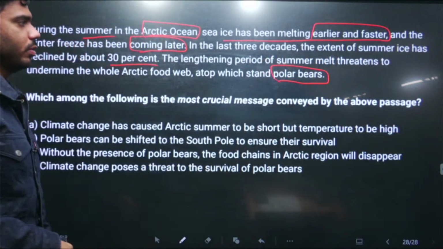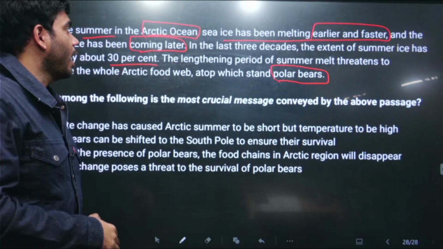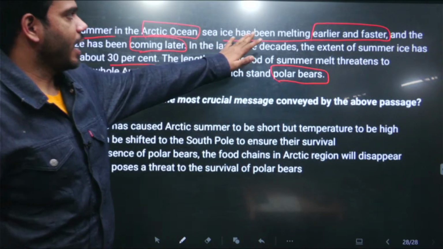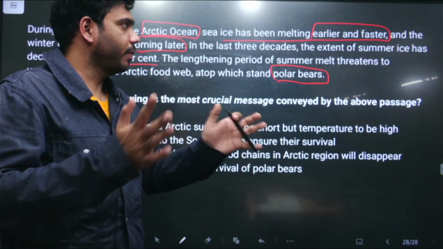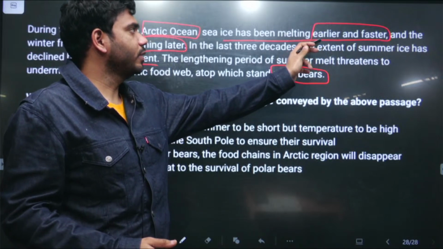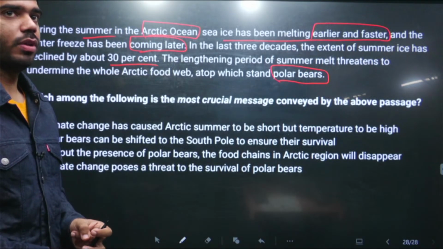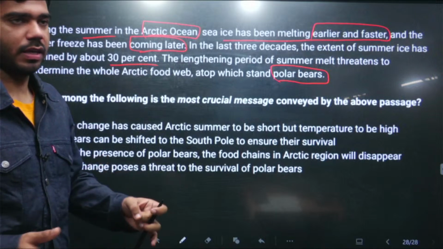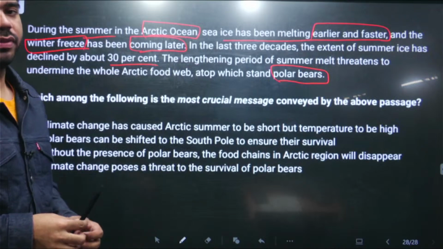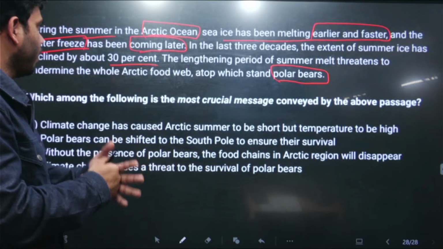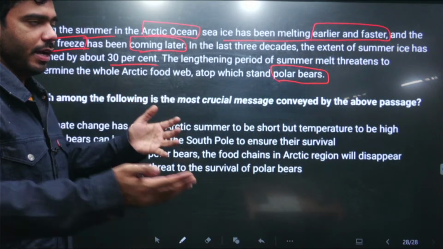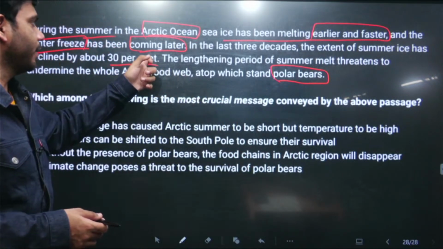So it is saying that due to climate change and everything happening in the Arctic Ocean, the length of the summer is increasing. So the melting of ice has started earlier. The length and the intensity of summer have been increasing, so the rate of melting of ice is also increasing. The ice melting has started earlier and at a faster rate. And the second thing is that the winters are getting shorter, so the freezing of water into ice has been coming late. Because of this, the ice cover in the Arctic has declined by 30%. This is what they are saying.